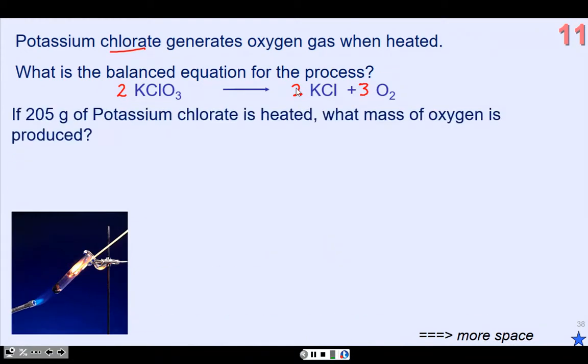OK, now, what are we going to do? If you have a given amount of potassium chlorate heated up, we want to find out how much oxygen is going to be produced. So let's set this up and see what kind of steps we'll have to take. So this would be like substance A in our scheme, and the oxygen will be the destination, the one we're trying to find in our stoichiometry problem.